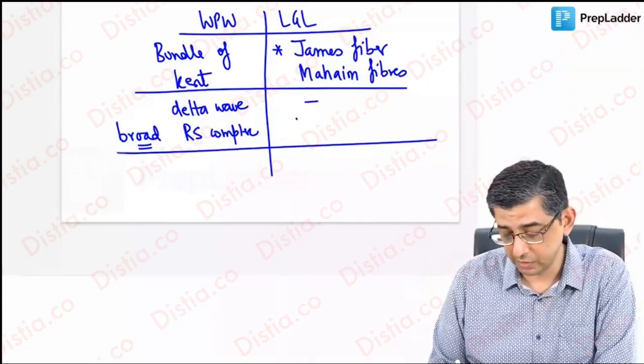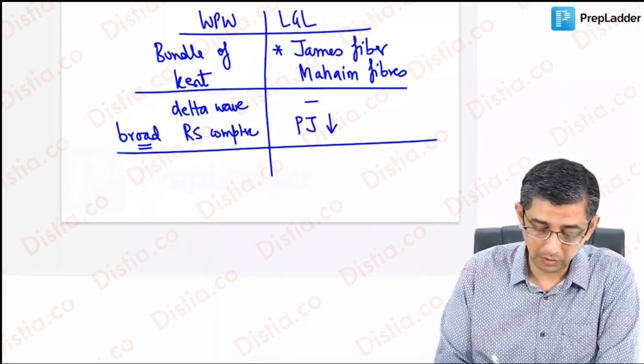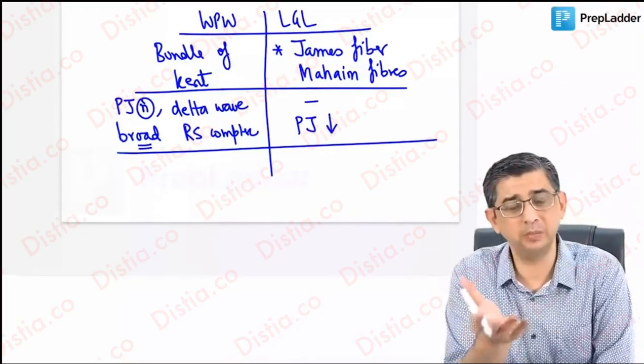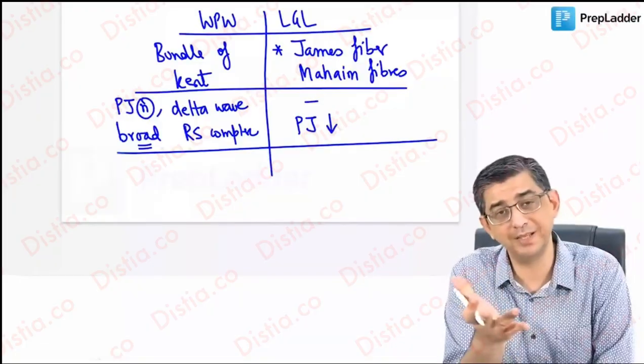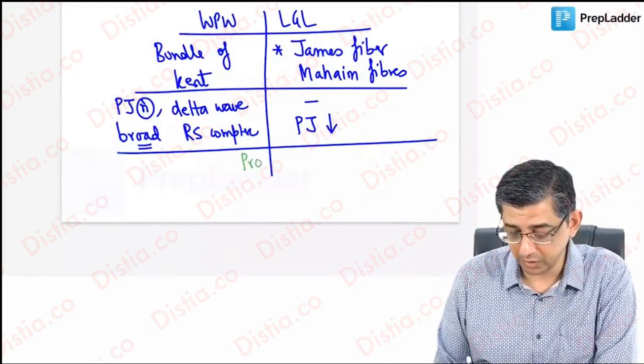In this case, it is only the PR that is short and the PJ that will be short. But on the left hand side, the PJ interval will turn out to be normal. Why? Because of mathematics: PR was short, QRS was broad, both were balancing each other. For both of these conditions, we are going to be using procainamide.